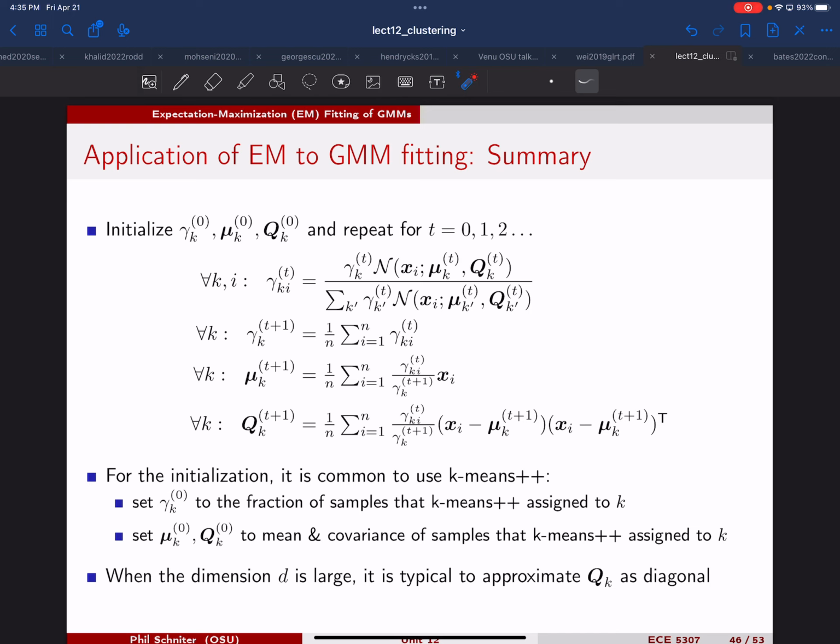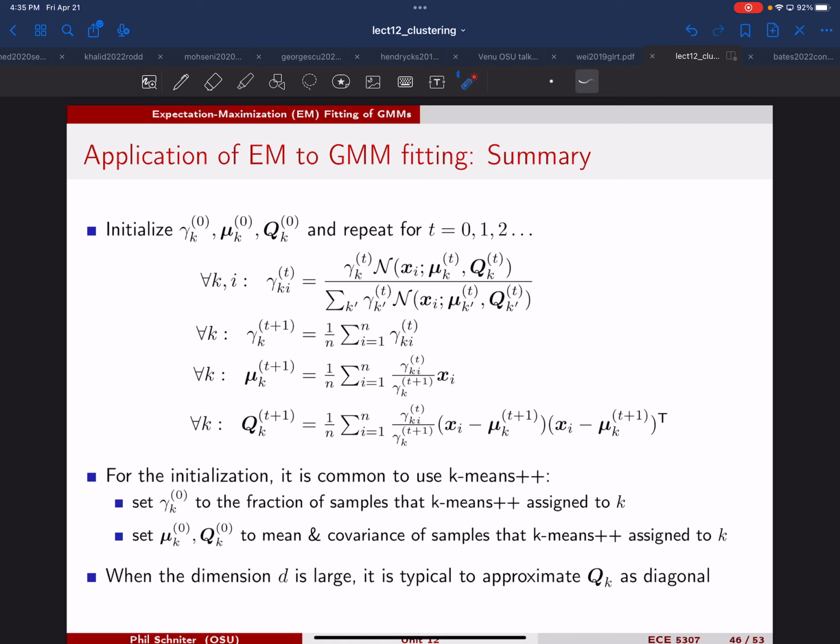And then to get your overall mu, you take a weighted average of those points xi, where for mu k, you're weighting the ones that you have more confidence land in cluster k. So just a weighted mean. And then with the matrix Q, it's just a weighted outer product. So it looks like a sample covariance, or weighted sample covariance, basically. So that's it. That's the EM algorithm for Gaussian mixture modeling.